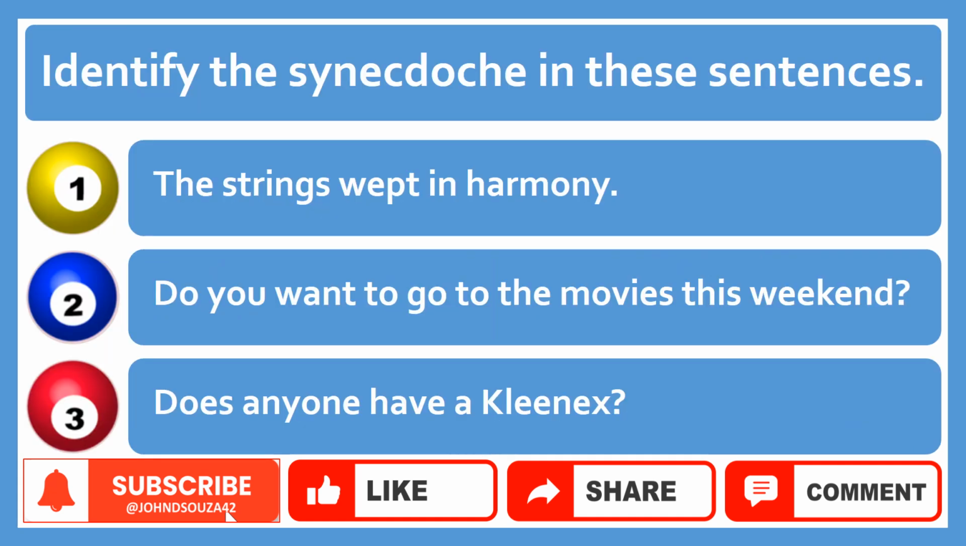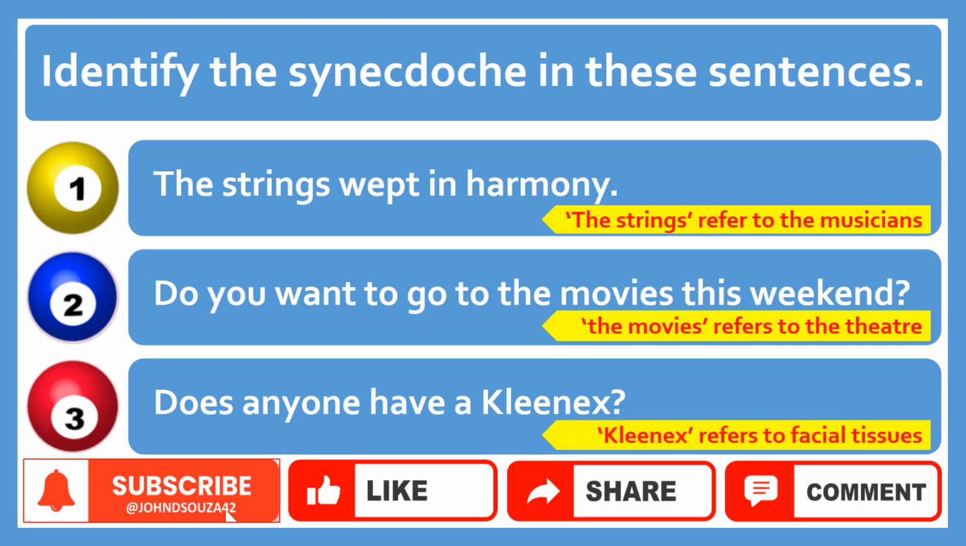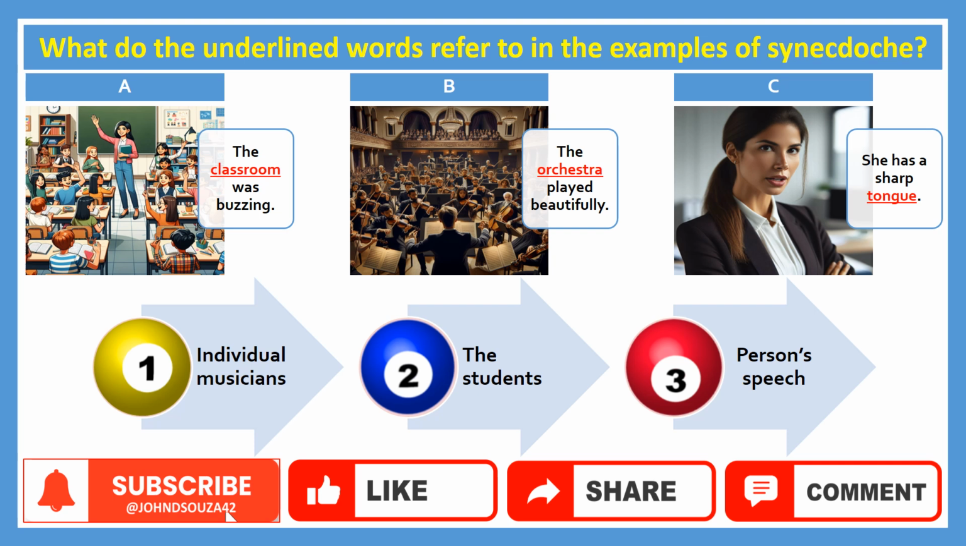Identify the synecdoche in these sentences. The strings refer to musicians. Secondly, the movies refers to the theatre. Third, Kleenex refers to facial tissues. What do the underlined words refer to in the examples of synecdoche?